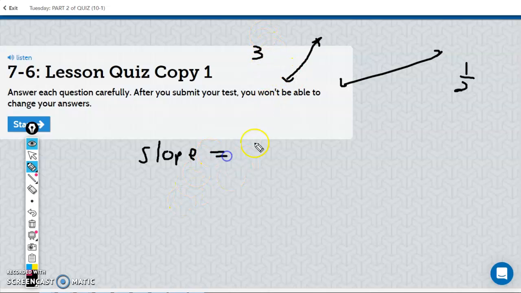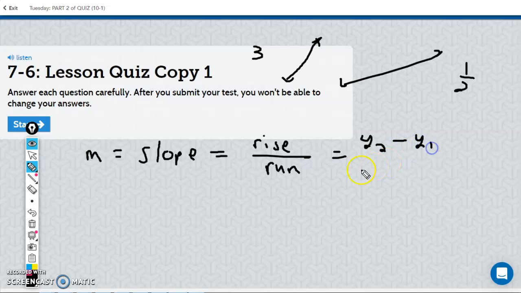So slope measures the rise of a line over its run. Later on next year, you'll learn you use the letter M to stand for slope. Now, if you have the points on a line, the rise is the difference in the y values. You want to use this formula if you just have the points. The run is the difference in the x values.